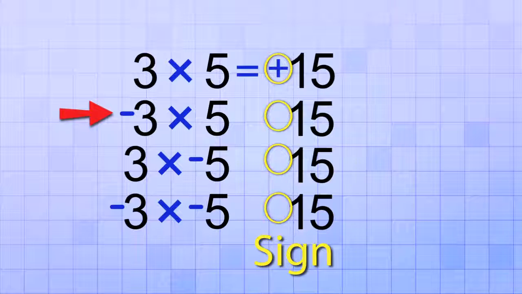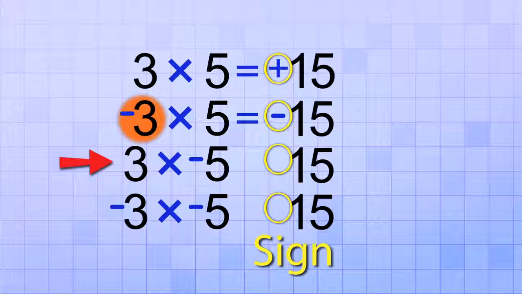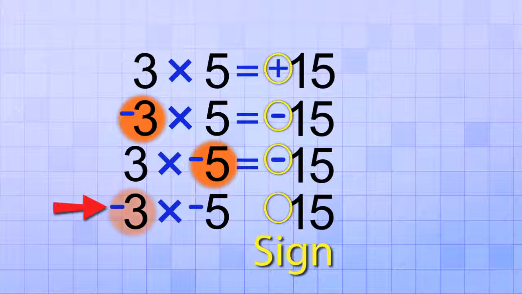In the second problem, we have only one negative factor being multiplied, which means our answer will be negative 15. In the third problem, we also have just one negative factor, which means that our answer will also be negative 15. And in the fourth problem, we have two negative factors being multiplied. That's an even number of negative factors, so they'll balance each other out, they'll switch and switch back, and they'll give us an answer of positive 15.